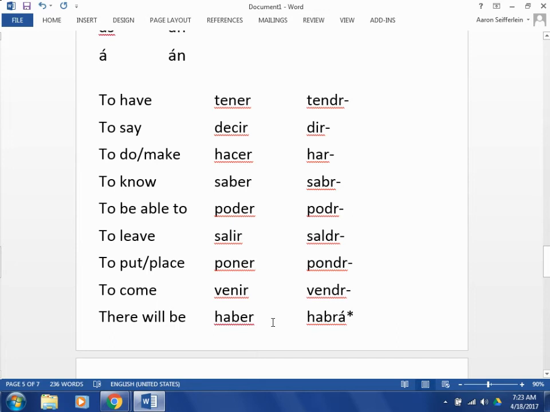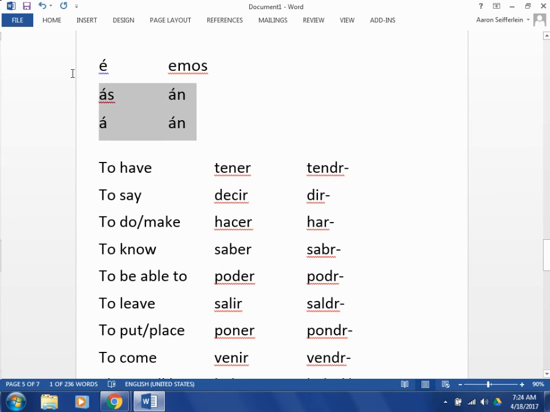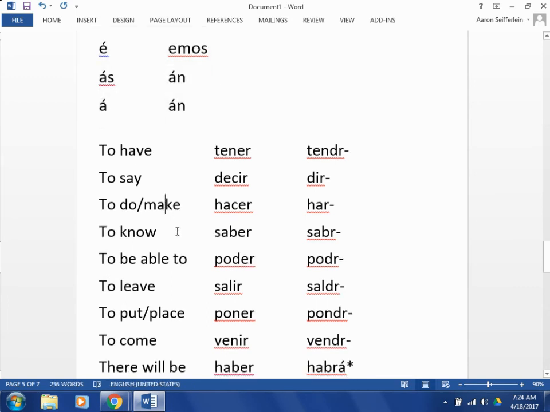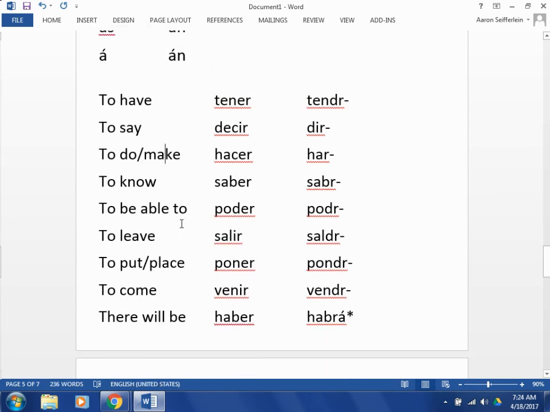In the present tense, you learned this one to be hay and to mean there is or there are, and you're just describing information. You're not mentioning a person at the beginning of the sentence. In the future, the form is always habrá. There will be. So you're not matching that one up with all these different endings. You're just using it to introduce information. That's it. You've got your regulars and irregulars.